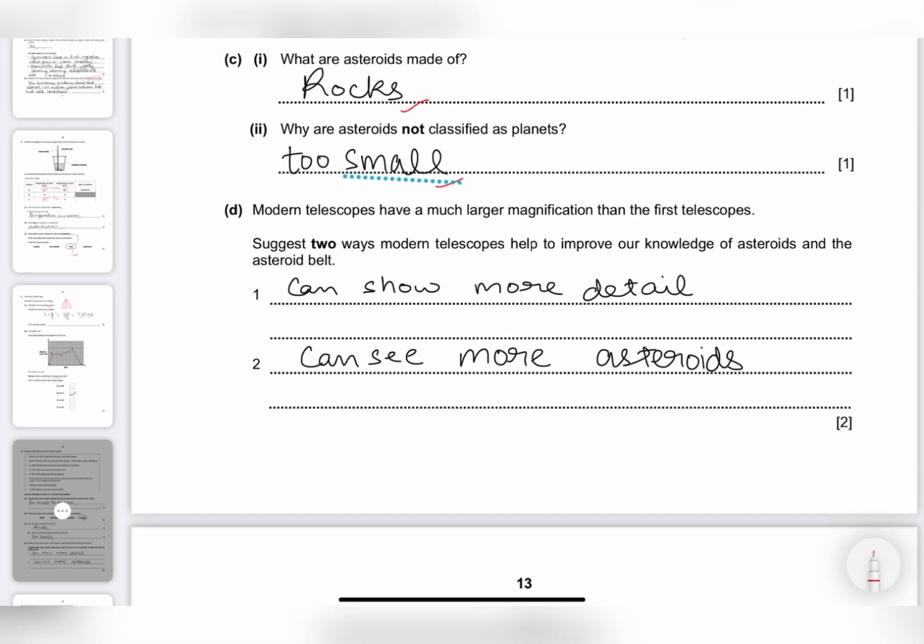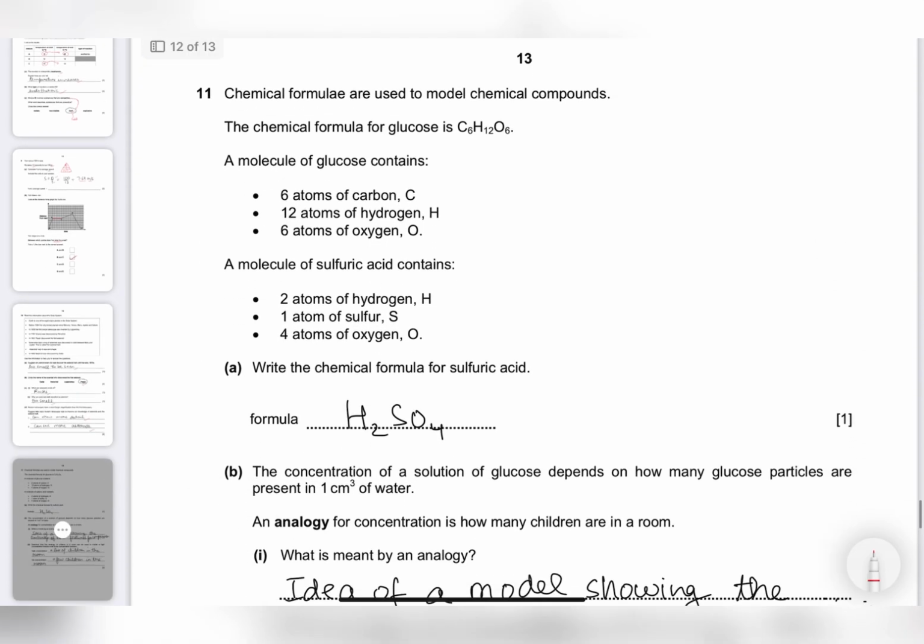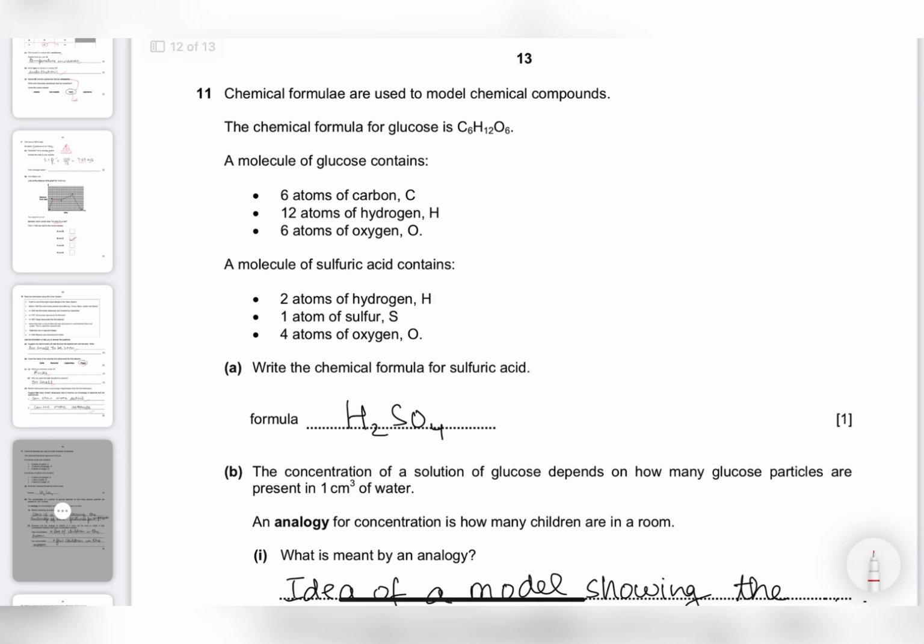Modern telescopes have a much larger magnification than the first telescopes. So suggest two ways modern telescopes help us to improve the knowledge of asteroids. So we can see asteroids in more detail and more asteroids can be seen now because we have developed modern telescopes. Chemical formula. So what is the chemical formula for sulfuric acid? H2SO4. All right, H2SO4. This is the formula.